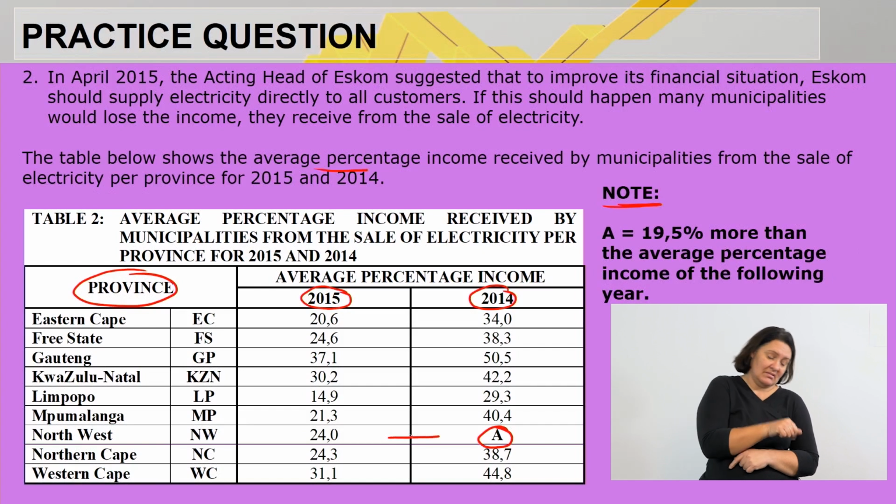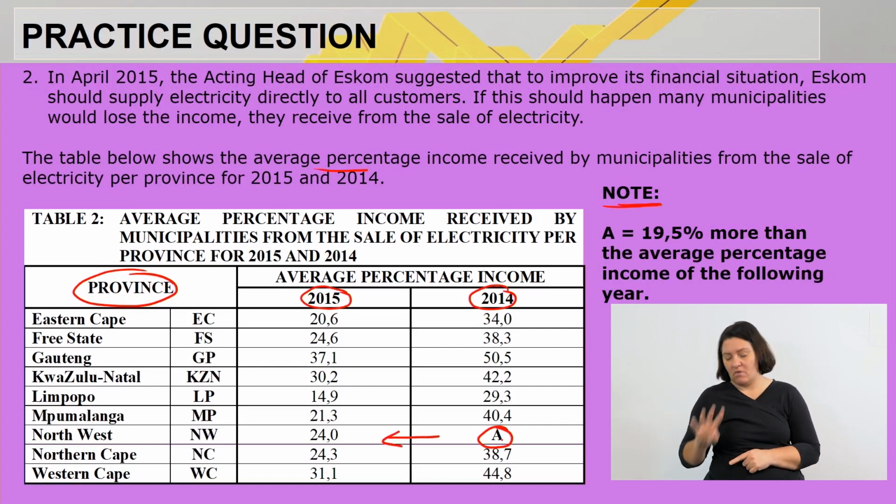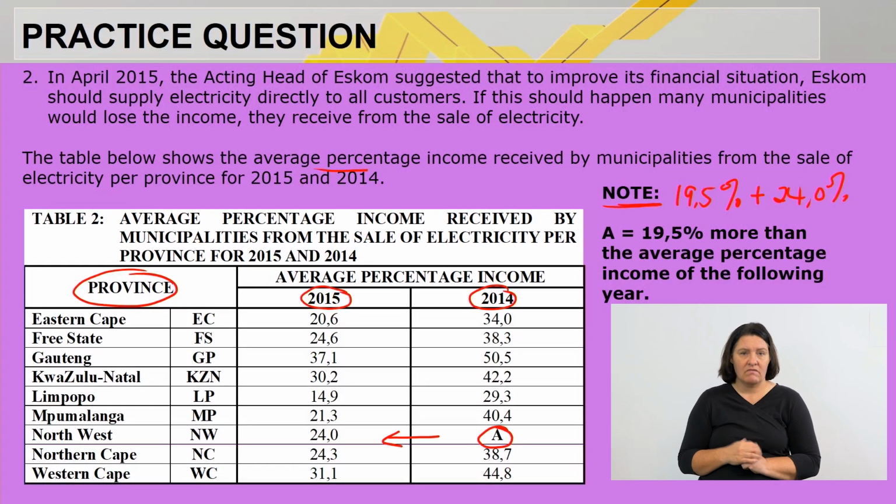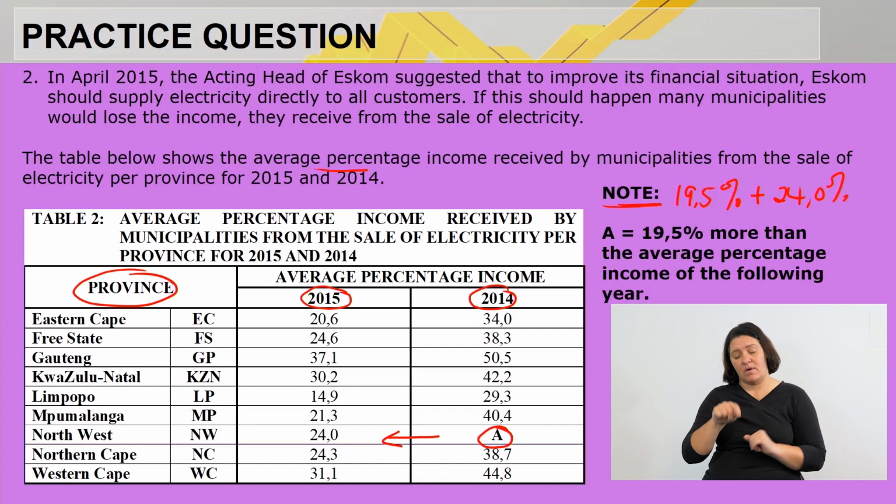So where's the following year? So we are in 2014. The following year should then be 2015, and therefore we're going to say it's 19.5% plus then the 24.0%. So in order for us to get the value of A, we'll say 19.5 plus 24.0. Okay, so that will give us, A's value is then 43.5%. Guys, I hope that first part is clear.